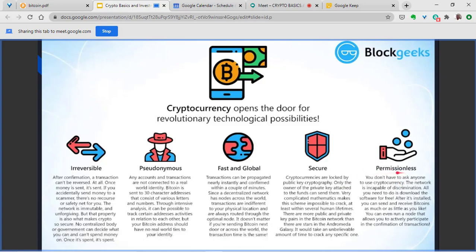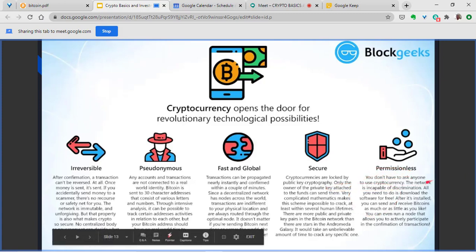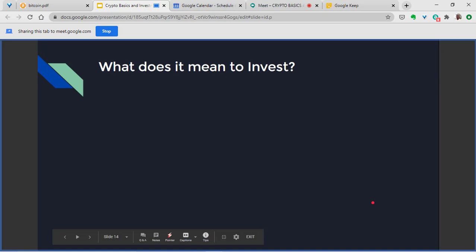I wish I could go more into what that is, but we have little time left. So, permissionless. Bitcoin is a permissionless system. You don't have to ask anybody to use it. I think that's pretty self-explanatory. You just need to download the software. That's all you need. After that, you're good to go.